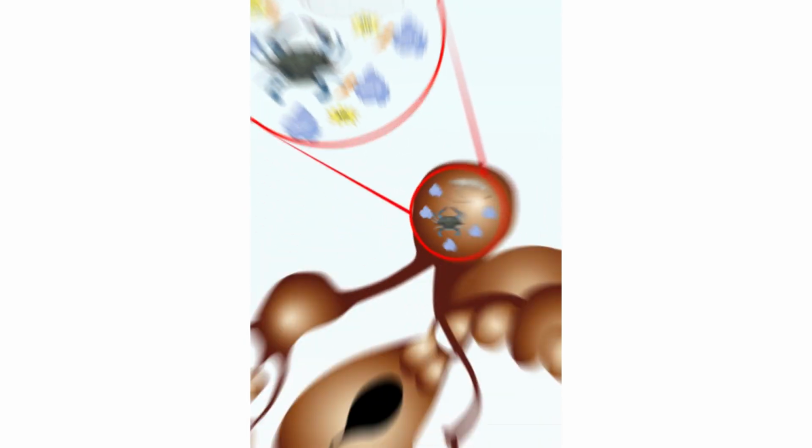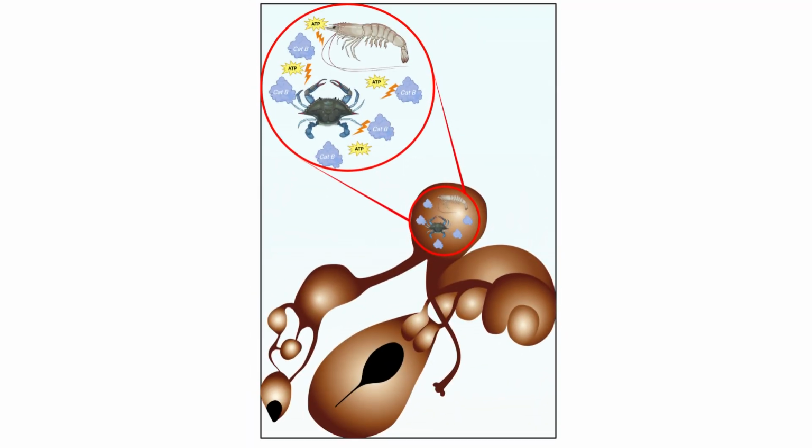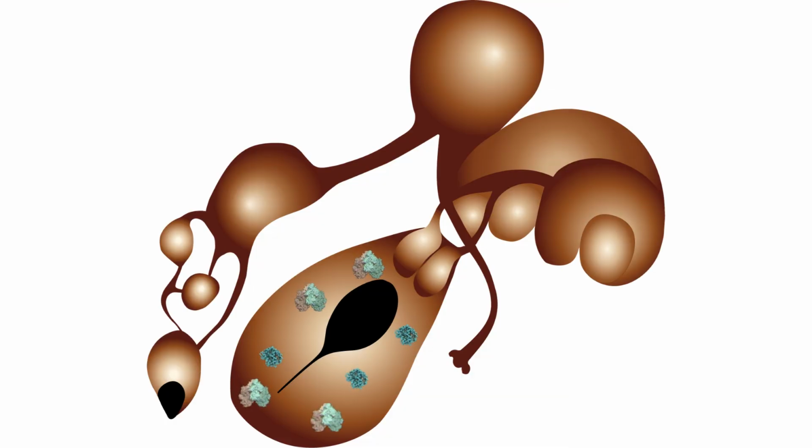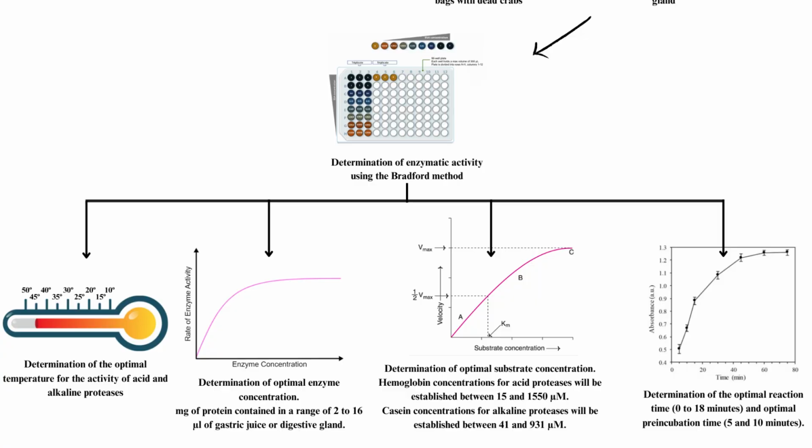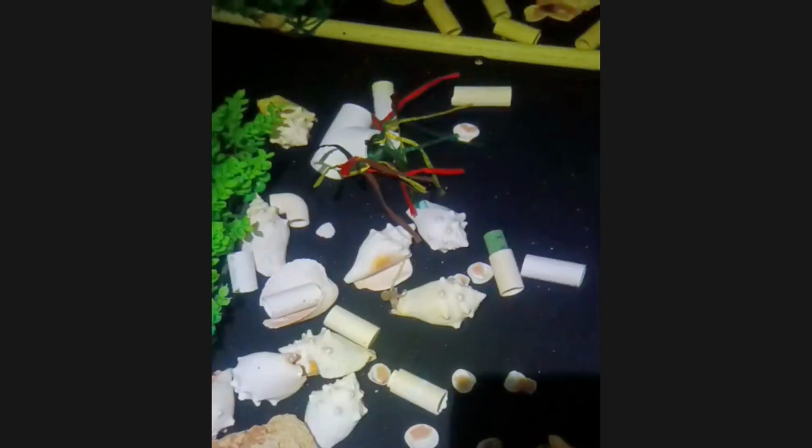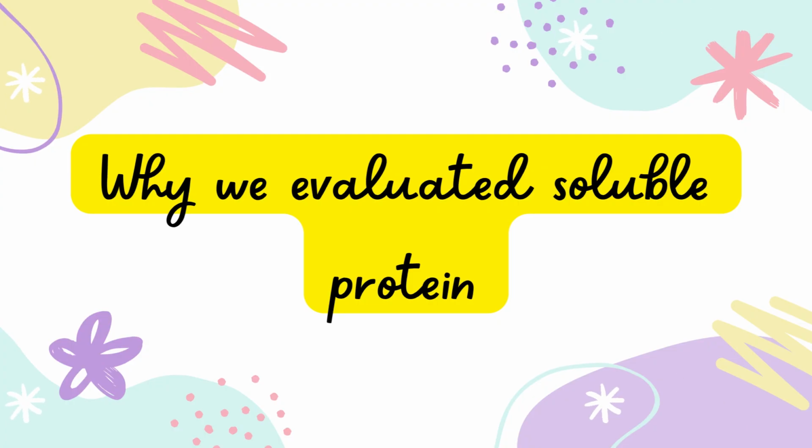The initial protein digestion in O. maya occurs under acidic conditions, particularly in the digestive gland, where these cathepsins display their maximum activity. Therefore, their characterization represents the most relevant starting point for understanding the natural digestive physiology of the species. Why we evaluated soluble protein.